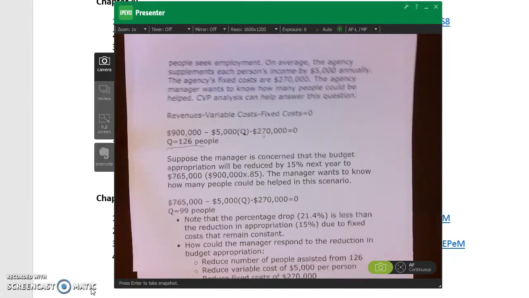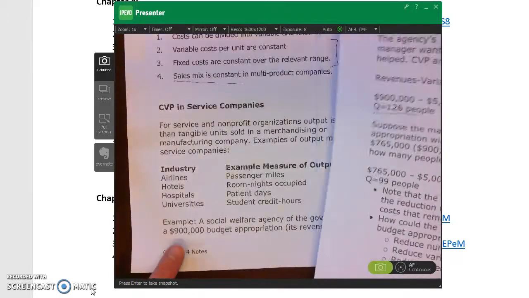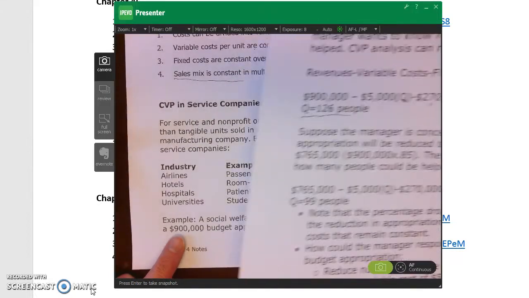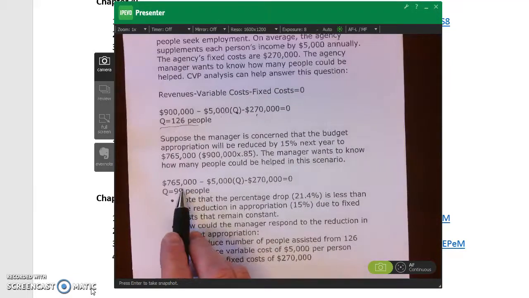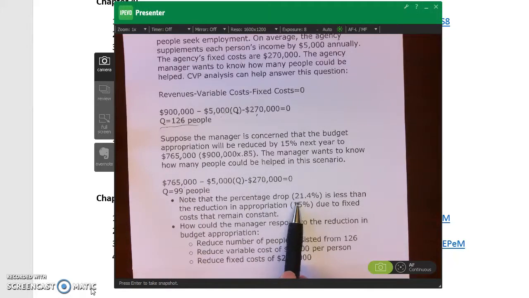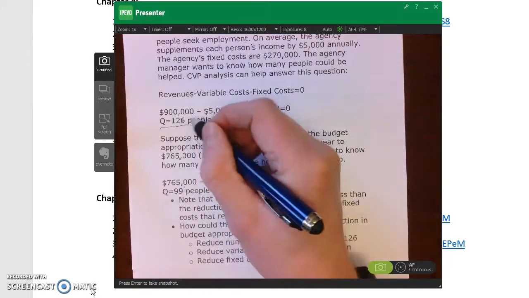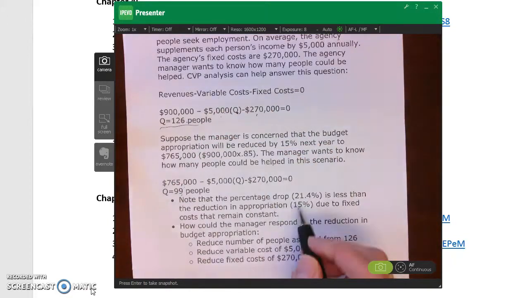And let's say that the manager says, uh-oh, I think we're going to get this cut by 15%. Okay, so then what's my new budget appropriation? $765,000. So then I can just change this a little bit. It says I can only help 99 people, right? And so we say right over here, note the percentage drop. From 126 to 99, it drops by 21.4%.